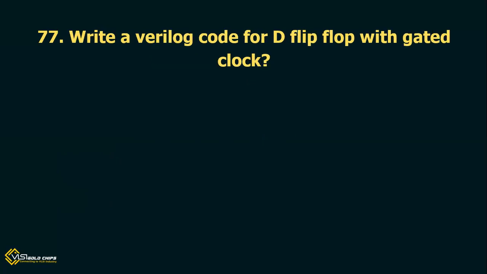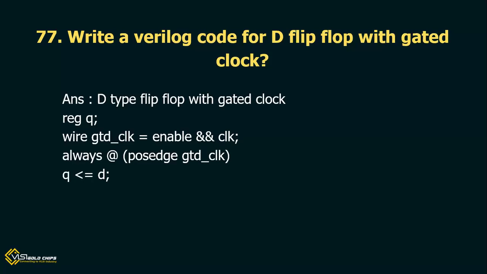Write a Verilog code for D flip-flop with the gated clock. Here is the code. reg Q, wire gtd_clk equals enable && clock. always @(posedge gtd_clk), then Q <= D. So here we are using a gated clock. Enable and clock have been combined and assigned to the gated clock, and that will be used as the clock for this flip-flop.